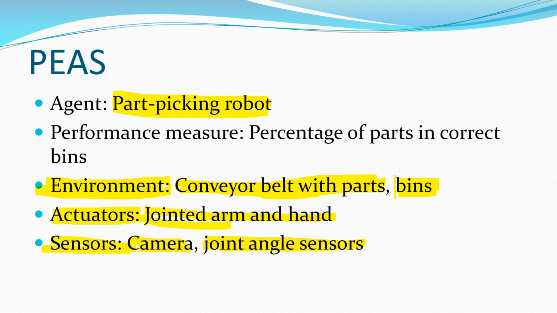Apart from this, the actuators may be some alarming sound. Suppose by mistake it has put a wrong part in a particular bin. In that case, if it realizes, it will sound a siren. So that may also be an actuator here.